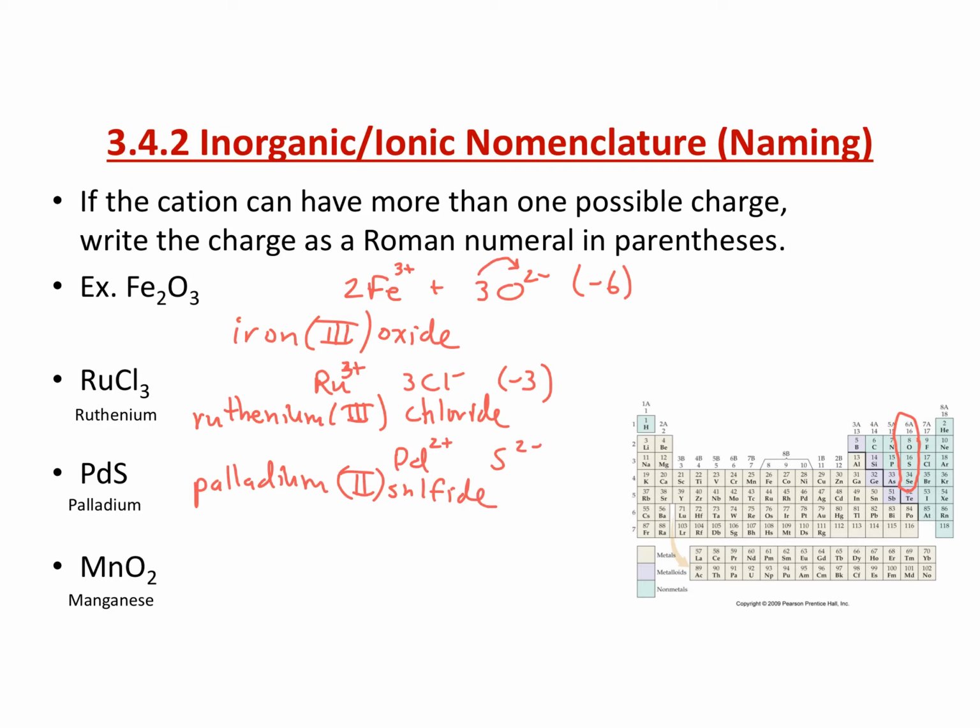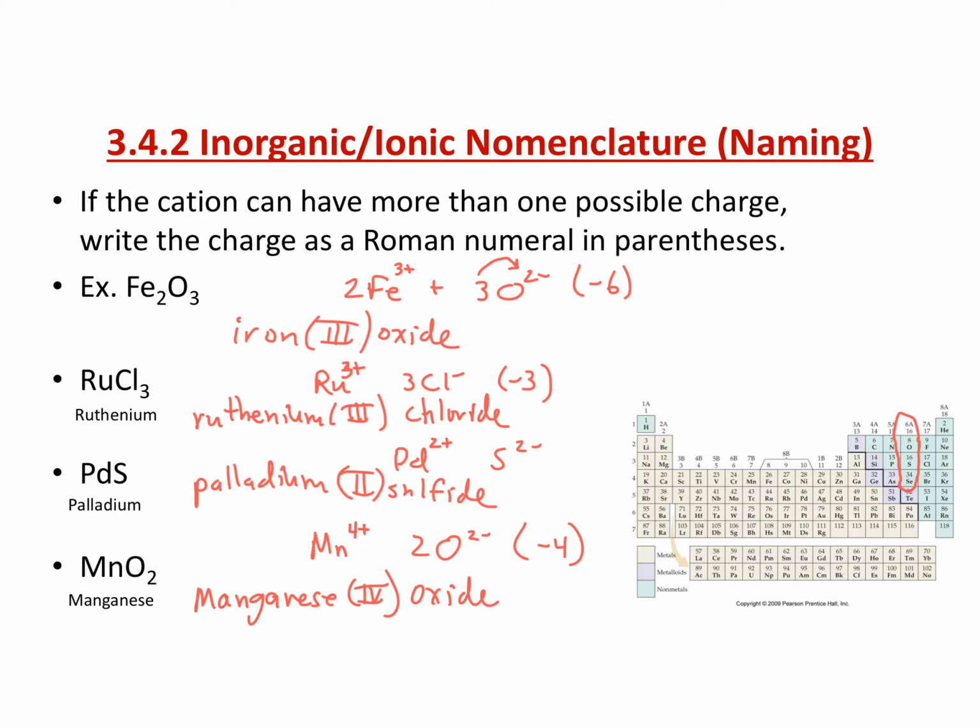And the last one, manganese and oxygen. Again, we break this down. I've got 2 oxygens at -2, so that's a charge of -4 on the oxygen. So manganese must be 4+. To give me manganese(IV) oxide.